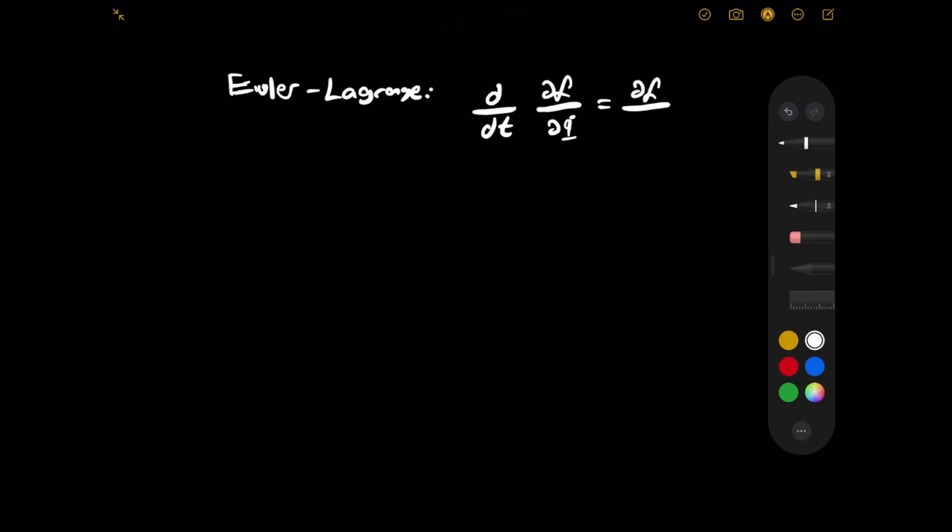Welcome everyone. In this video we're going to use the Euler-Lagrange equation to derive Hamilton's equations. So first of all, let me state the Euler-Lagrange equation for you. The Euler-Lagrange equation tells us that d by dt of dL by dq dot is equal to dL by dq.